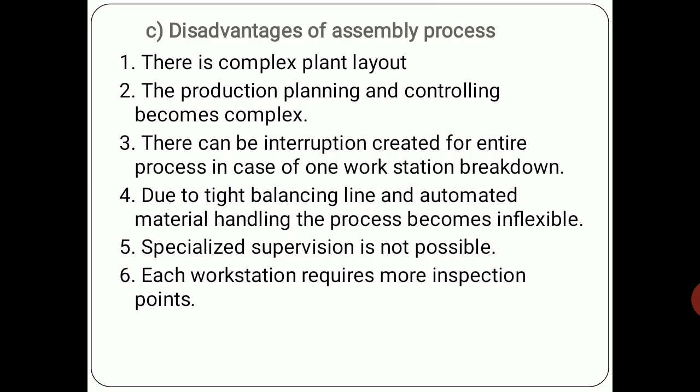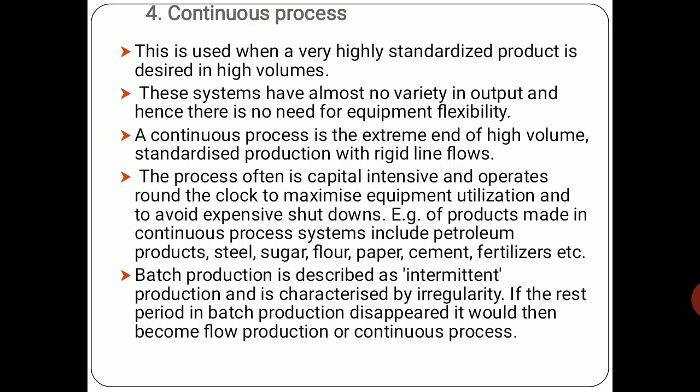So these are the disadvantages, but whatsoever it may be, it is highly used for the assembling of automated machines, or maybe the automobile in the automobile factories, or maybe in the toys factory. This is the most suitable process, that is said to be the assembly process. All right, we are moving to the next one, that is the fourth one, continuous process.